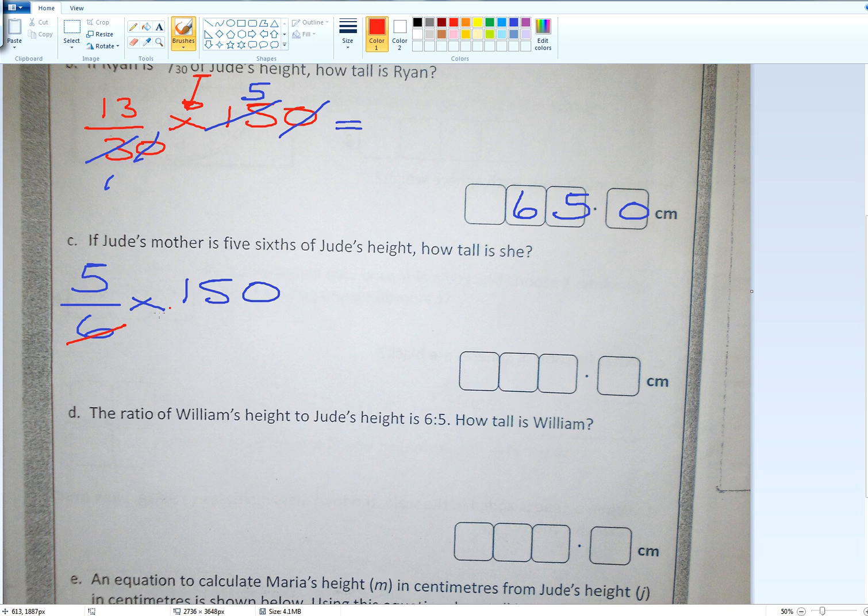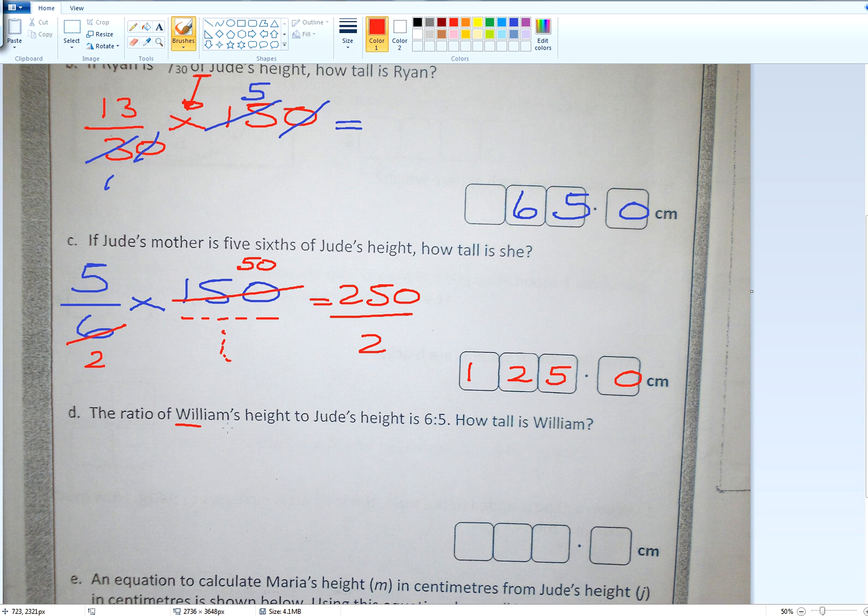So 6 and 150, they will both divide by what? 3. So what's 150 divided by 3? 150 divided by 3 is 50. Now you've got 5 times by 50, which is equal to 250, and then 2 times by the invisible 1 over here is 2. So we've got 250, and then we divide by 2, which is 125.